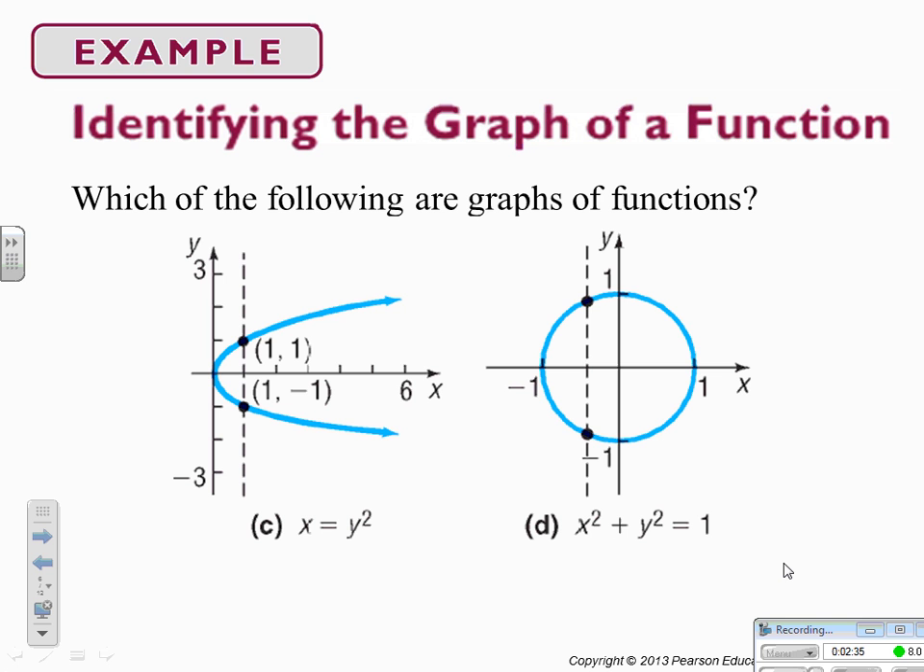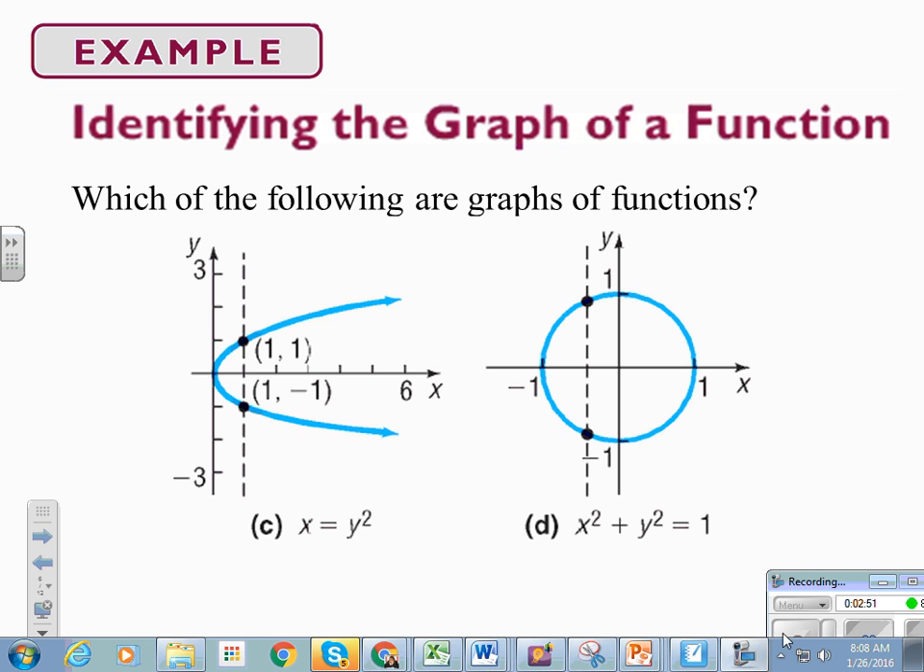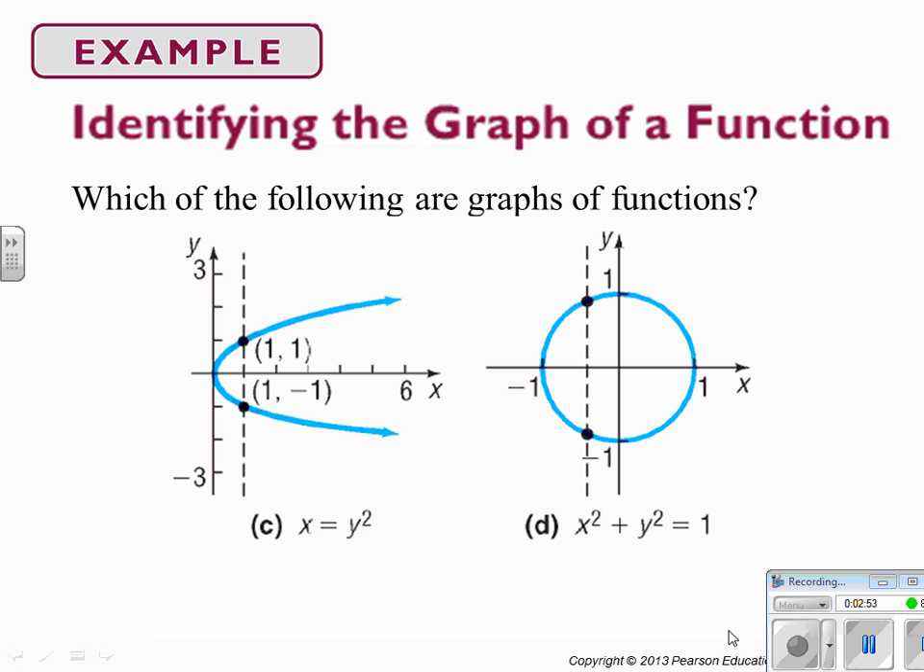All right, and here they are. So go ahead and draw the sketch of a parabola that opens along the x-axis. And then draw the sketch of the circle. Both of those are not a function.